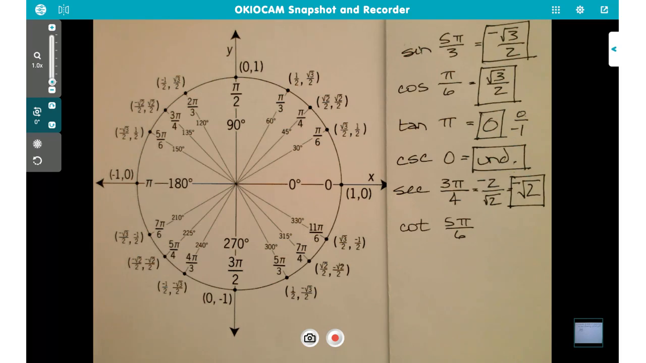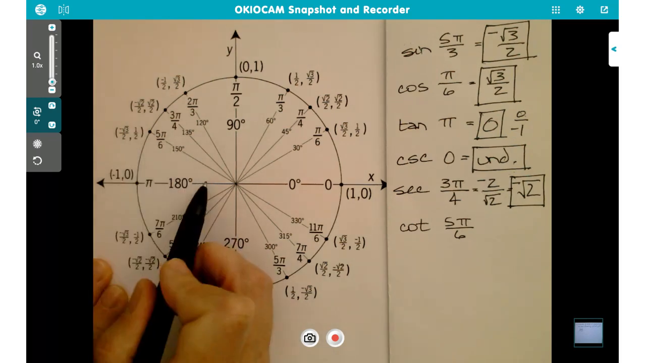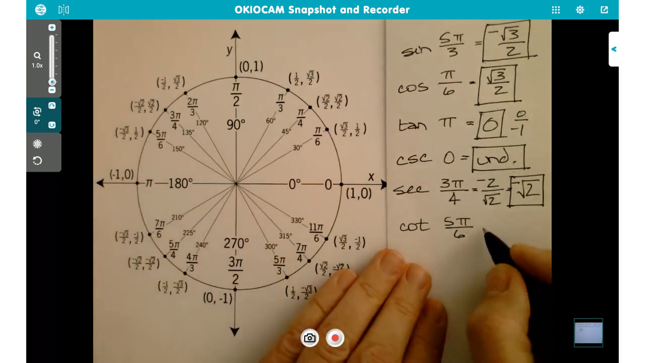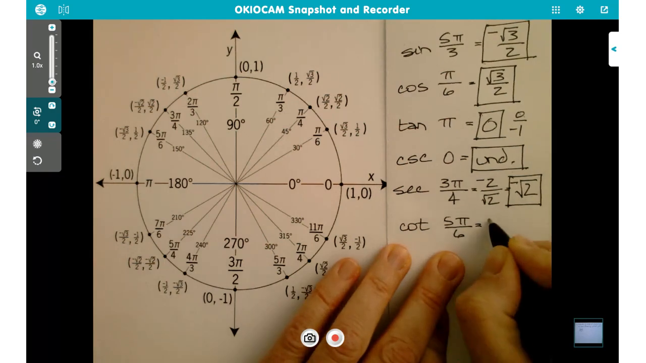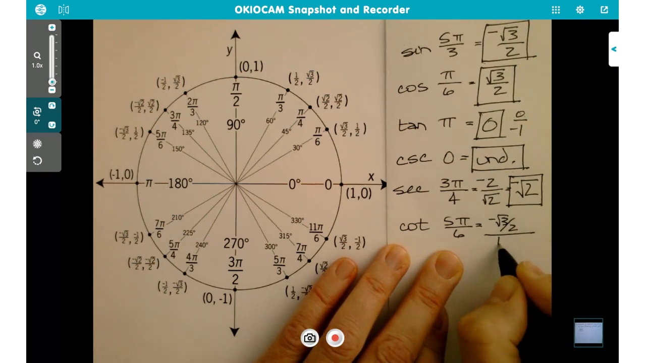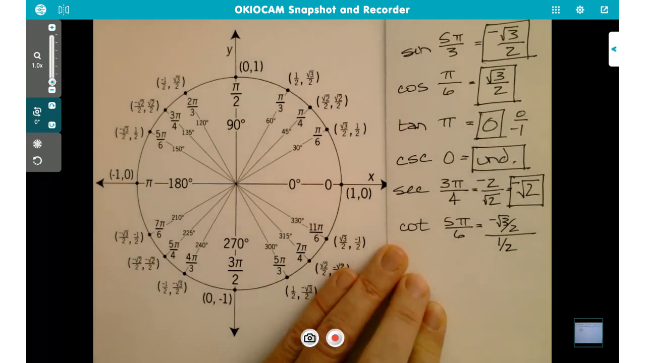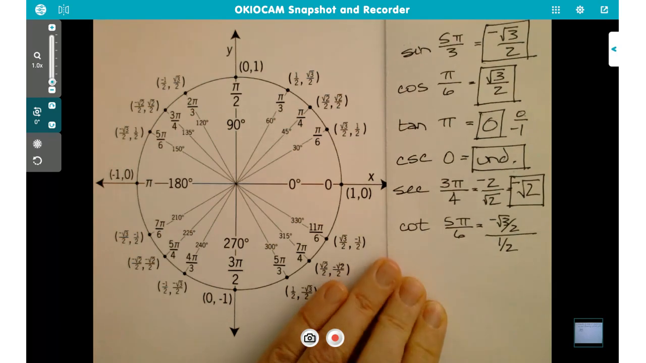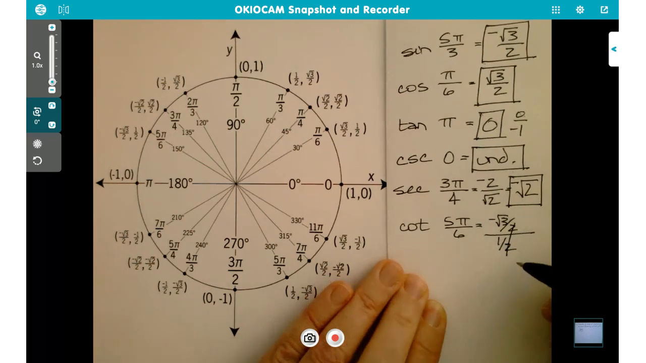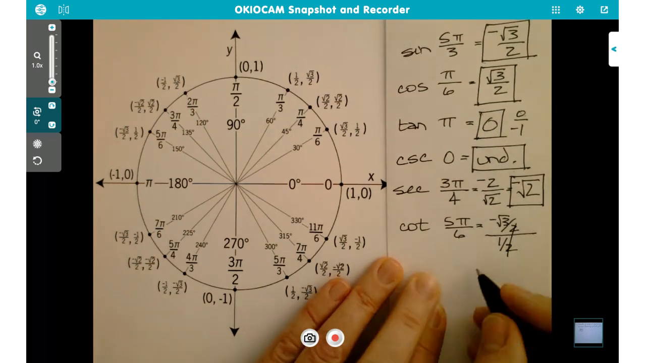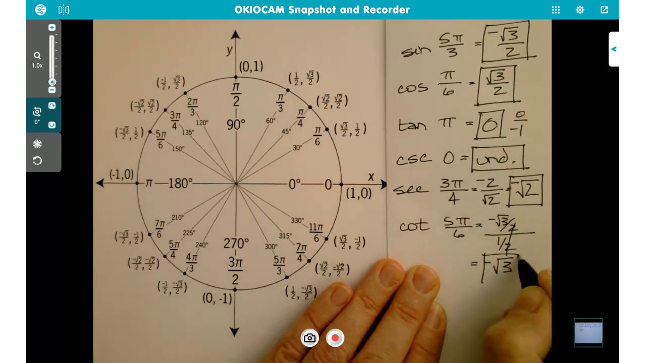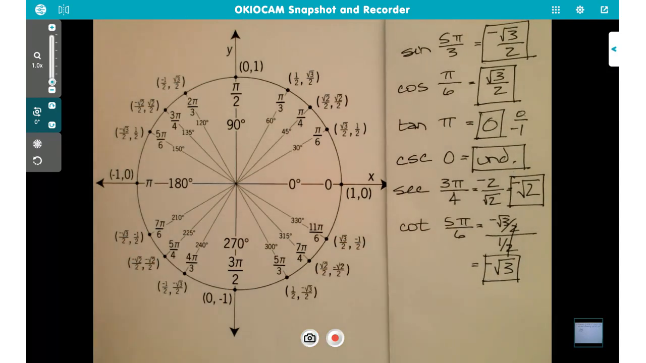Cotangent of 5 pi over 6. There's 5 pi over 6. Cotangent is the reciprocal of the tangent, so x over y. We got negative root 3 over 2 over 1/2. And again, don't leave it like that. No complex fractions. That's not simplified. However, I got a half on the top, a half on the bottom. We don't need those. Really, we can just look at the numerators. So that's negative root 3 over 1. Negative root 3. And that's how we use the unit circle.